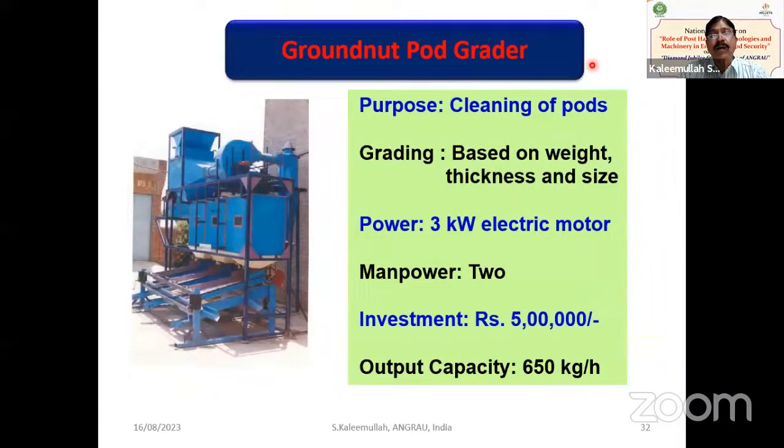Another one is the groundnut pod grader. This was developed at CIPHET, Ludhiana, and here also, based on the weight, the thickness, and the size, it will separate the material. Its cost is around 5 lakh rupees, and its capacity is 650 kg per hour.